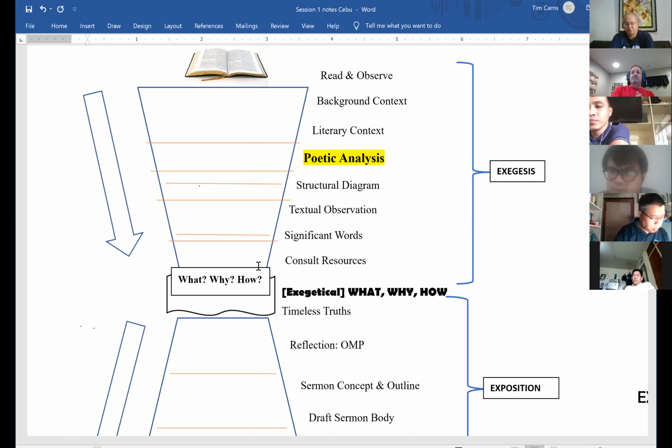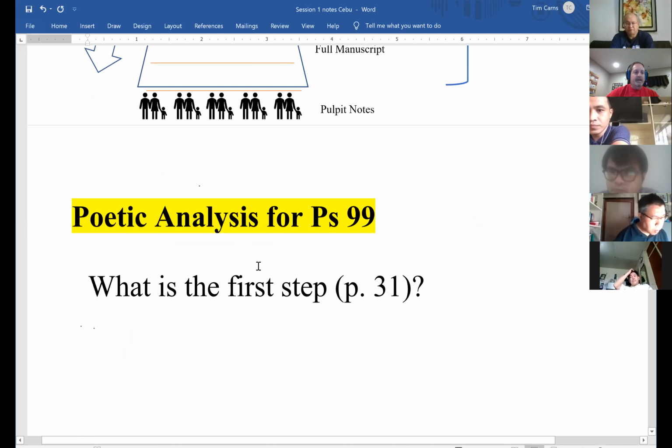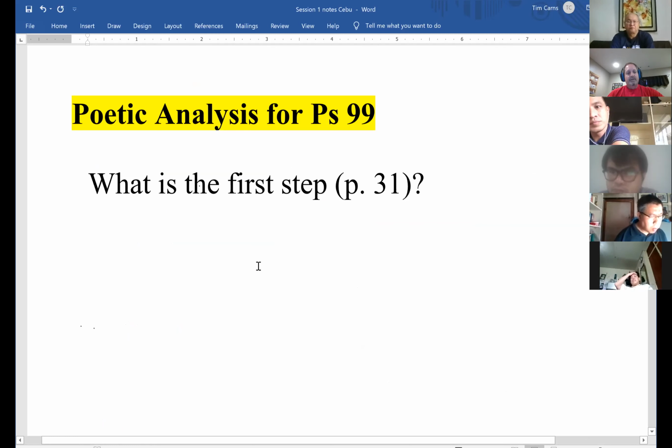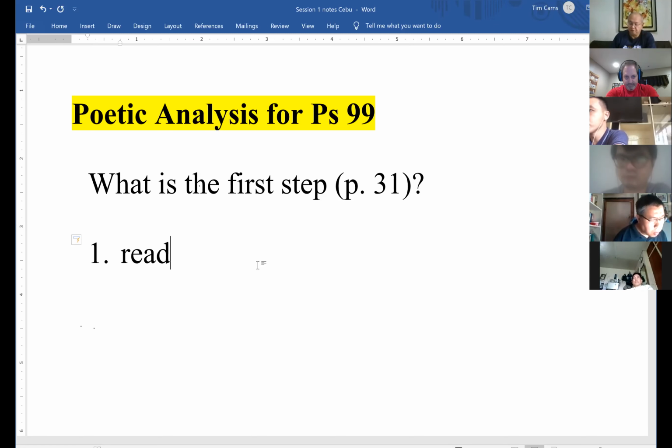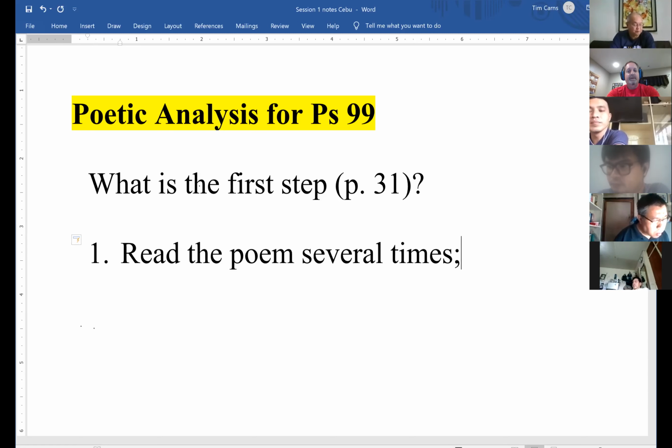But since we are studying a psalm from the book of Psalms, we would jump right to this fourth step, which is the poetic analysis. Okay? Poetic analysis for Psalm 99. So now let's talk about when we describe poetic analysis, what are the steps for that? So we're now looking at a particular psalm, Psalm 99 in this case, which we're going to read together in a minute. What's the first step of poetic analysis? Read the poem several times. Yep. And make observations.